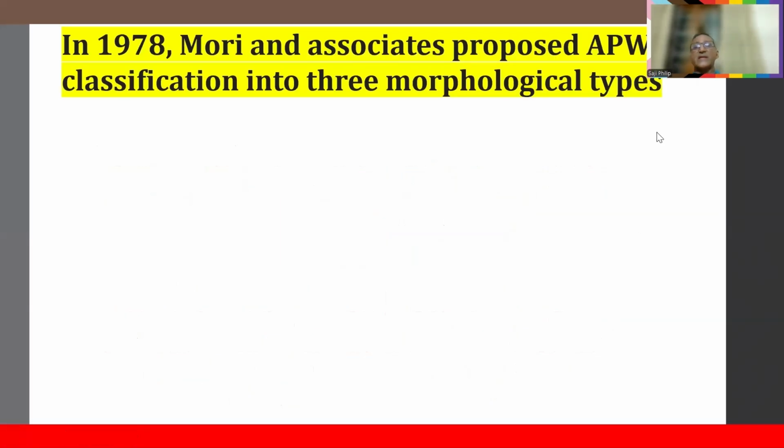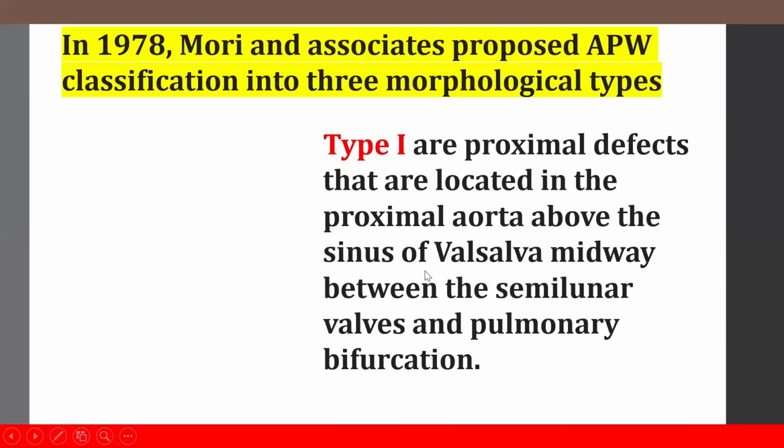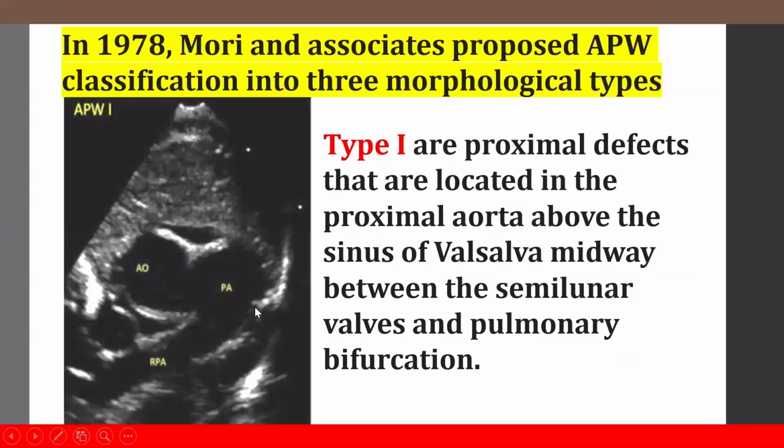In 1978, APW was classified by Mori and associates into 3 morphological types. Type 1 are proximal defects located in the proximal aorta above the sinus of Valsalva, midway between the semilunar valve and the pulmonary valve bifurcation. That is a proximal defect. The proximal portion of the aorta is connecting.